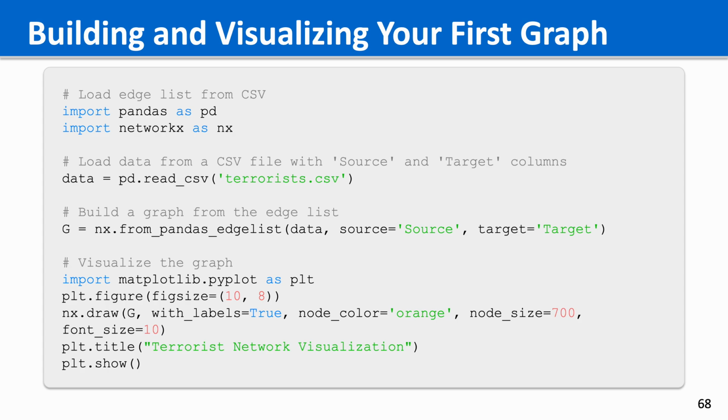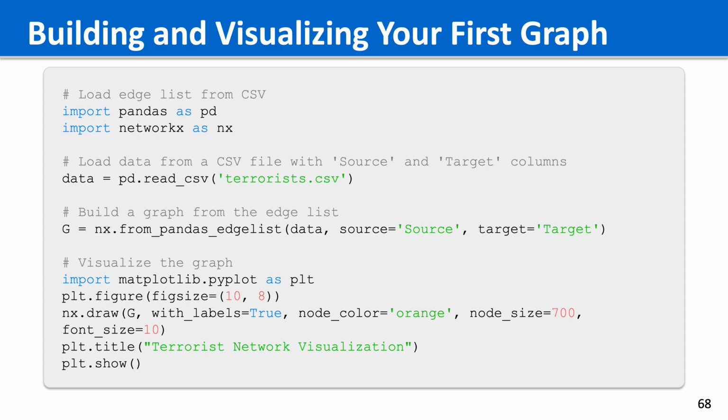The takeaway here isn't just about coding. It's about how we use graphs to uncover underlying patterns. Ask yourself, what does the structure of this network reveal? What do the central or isolated nodes mean?